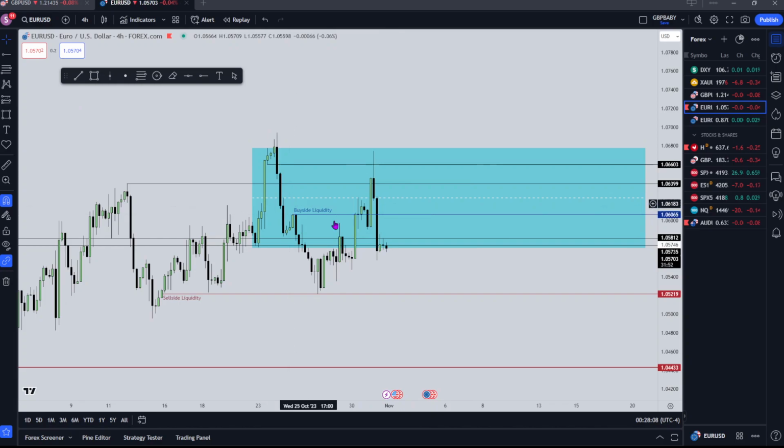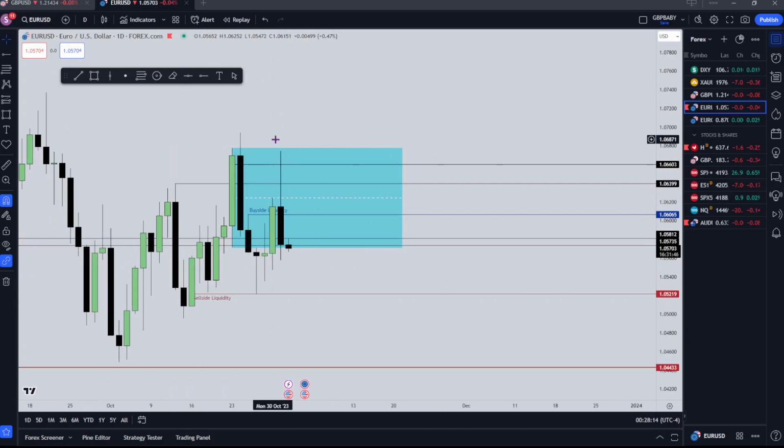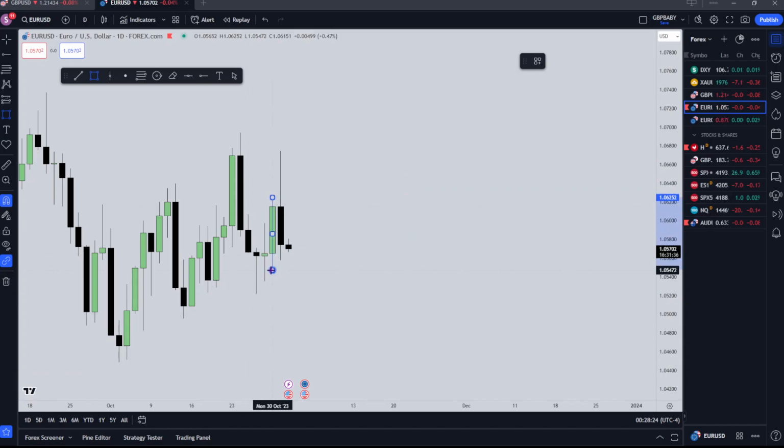Same on EUR USD as well. Let's go to the daily here. You can see how we wicked up, traded, came lower. I want to see continued push to the downside. Let's delete everything. We can look at the 50% level of this as well.